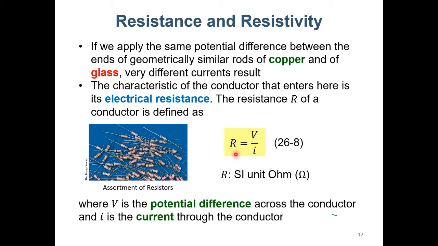Actually, the resistance is not only related to the material itself, but also the geometry of the element. And actually, this is very simple. The resistance equals the voltage, the potential difference across this conductor, divided by I, the current through the conductor. So they are proportional. If I increases, V should increase at the same ratio.